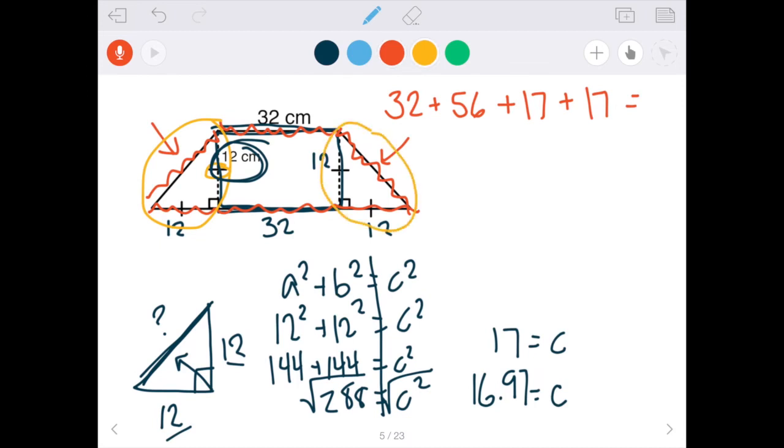I know that this triangle here is the same as the other one because of the 12 and 12, 12 and 12. So I don't have to do that math twice. So I'm going to add these up now. And let's see if I can do this by mental math. 17 and 17 I know is 34.